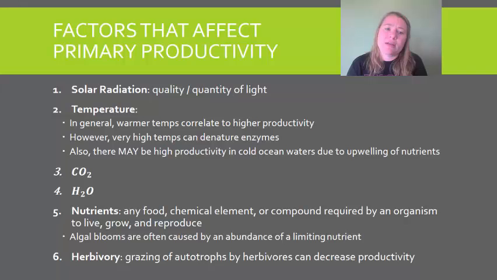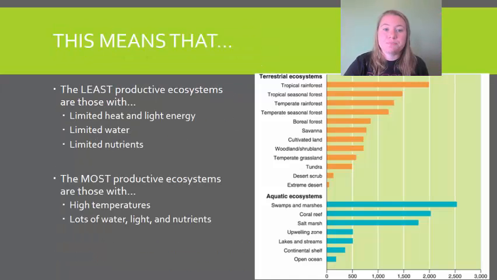Herbivory also impacts the rate of primary productivity. Herbivory is just animals eating plants, so herbivores eating plants. This affects the rate of primary productivity because if the plants are constantly being grazed and constantly being eaten, they're not able to really grow and add that biomass to their tissues.